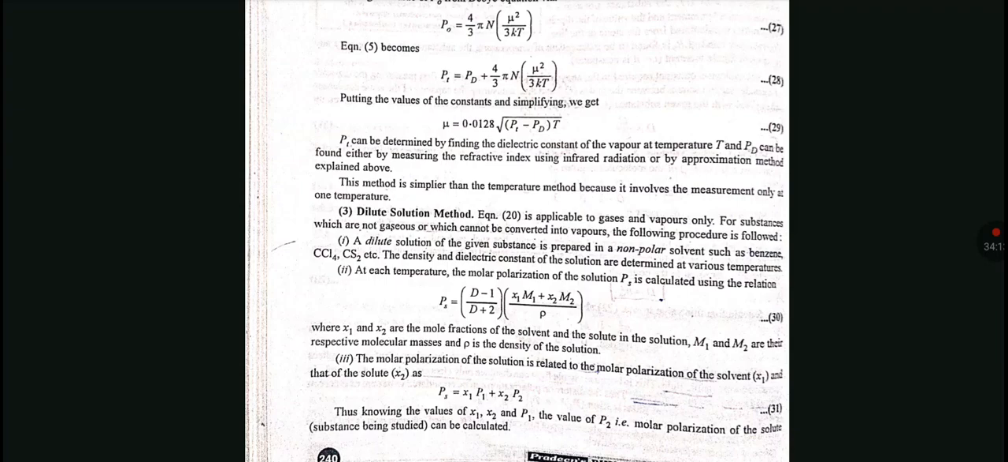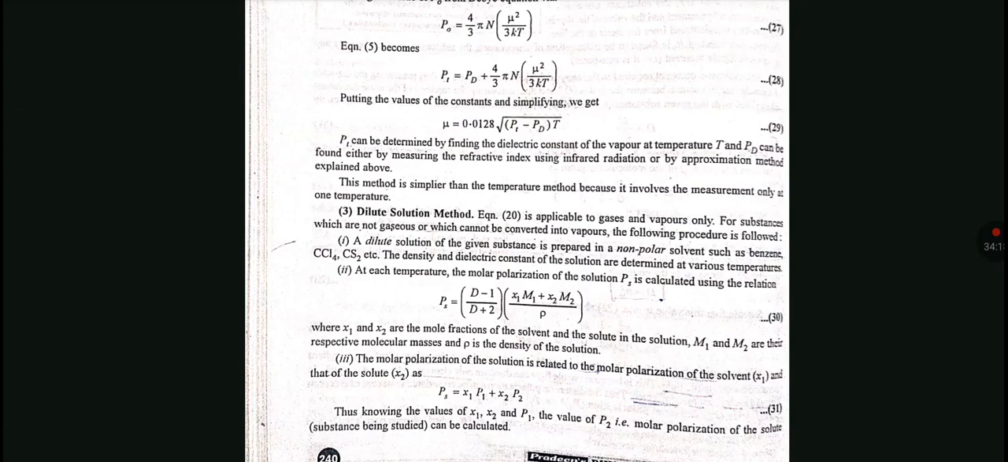And then, as before, the total polarization of a molecule possessing a permanent dipole moment is the sum of two terms. The first is called the distortion polarization Pd and the second is called the orientation polarization Po, due to the permanent moment possessed by the molecule. Hence, we can write PT = Pd + Po. Putting the value of Po from the Debye equation, Po = 4/3 πN μ²/3kT, we get PT = Pd + 4/3 πN μ²/3kT. Putting the values of the constants, we can simply get μ.